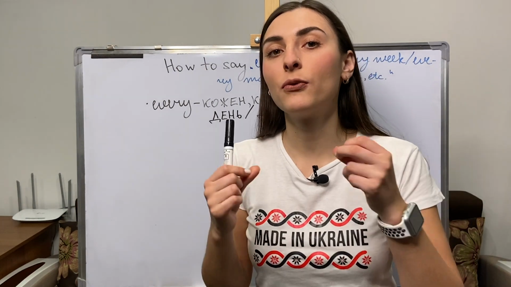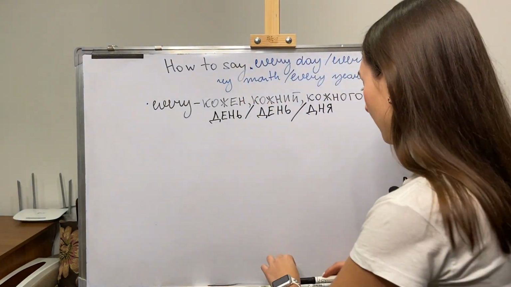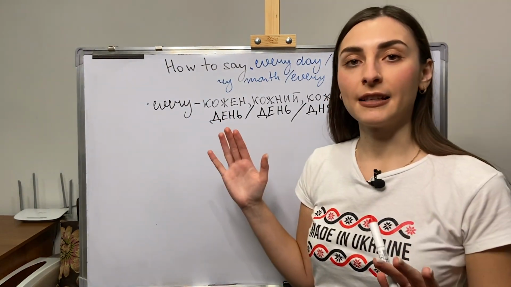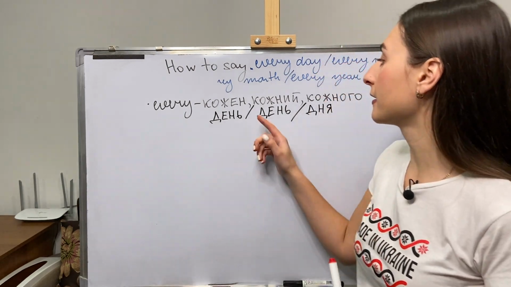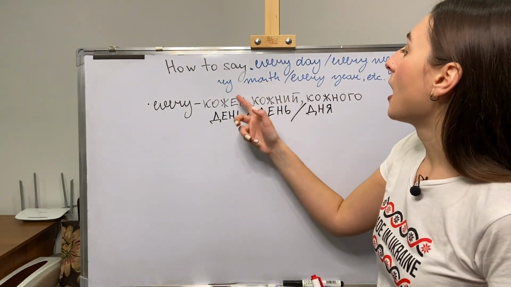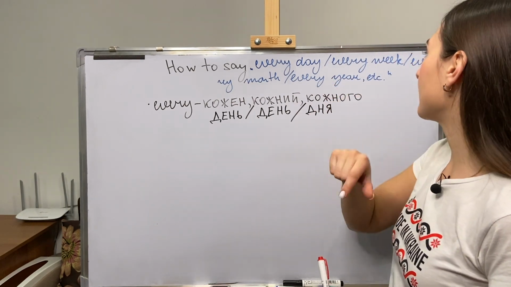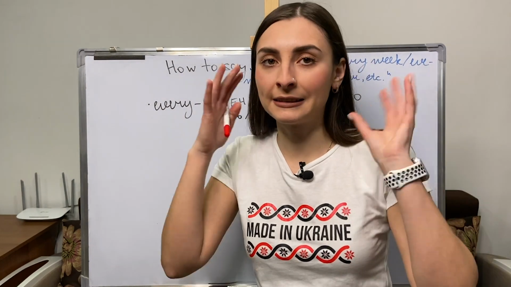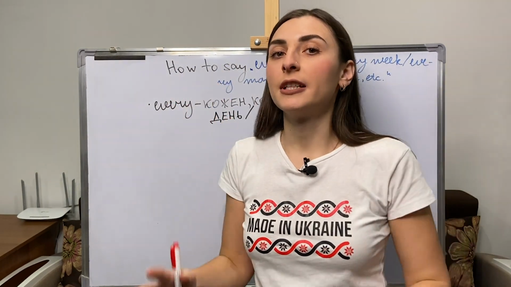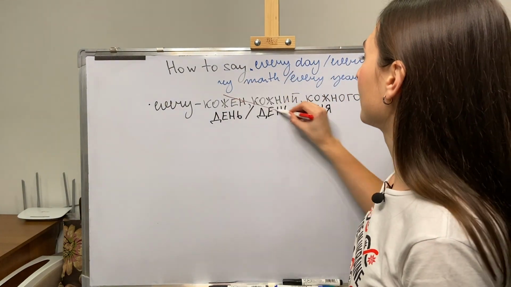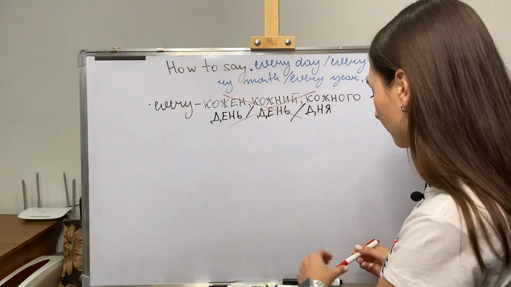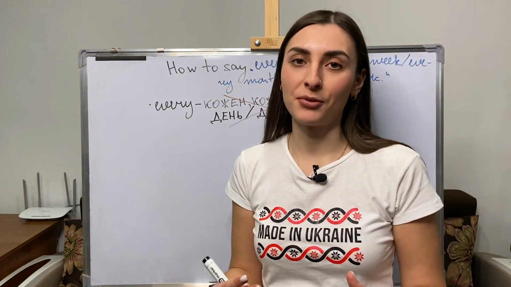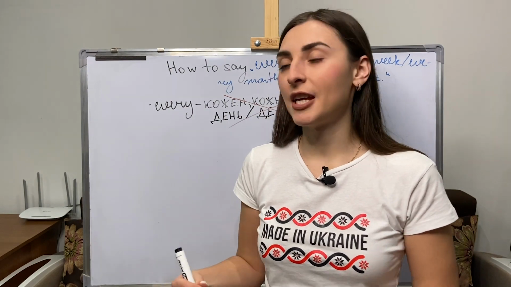Okay, but with time expressions, it's not really correct to say like this. We have specific forms in Ukrainian language. Actually, specific words, I would say. You can say кожен день or кожен місяць, кожен рік, кожен тиждень. It's not a big deal. And you can hear how Ukrainians say like this. But it's not really correct, guys. Due to the rules of modern Ukrainian language, it is correct to say щодня.